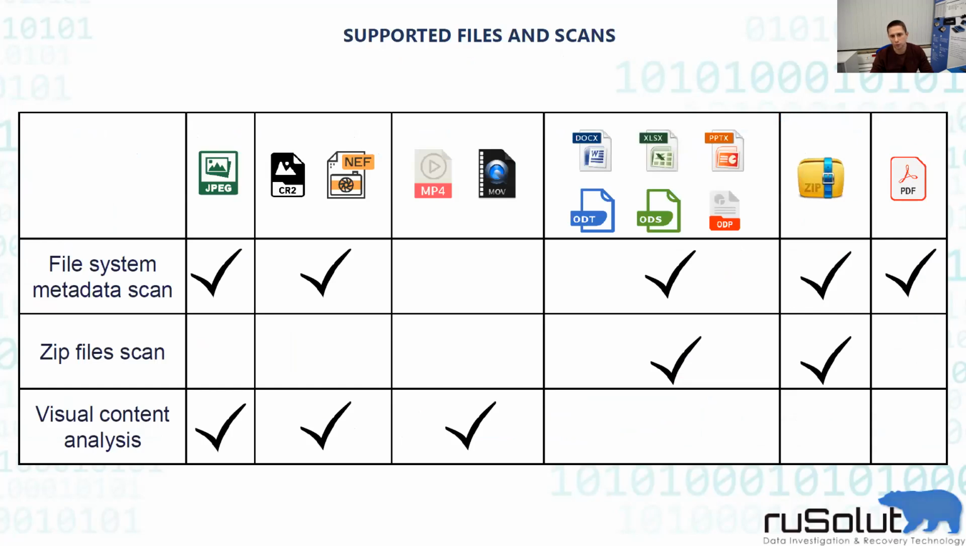This table shows which files we assemble with which algorithms. File system metadata scan can recover pictures, zip files, and PDF files. Zip file analysis can recover zip files and Office files, and visual content analysis is used for pictures, raw pictures, and video files.